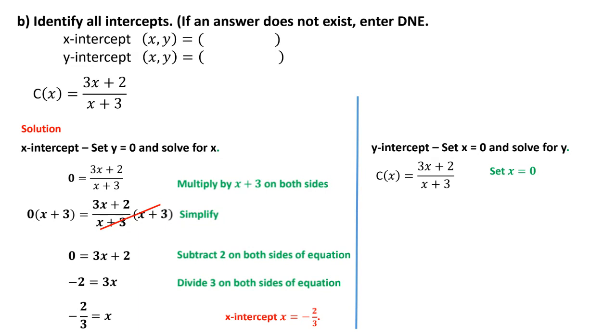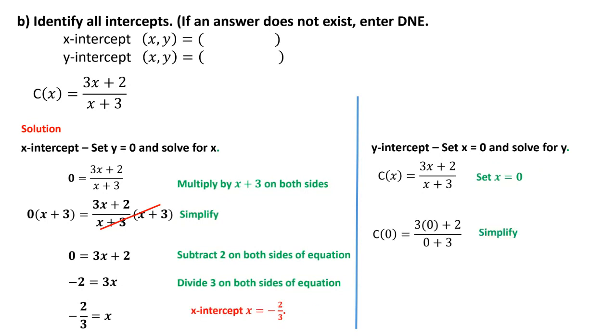So let's find the y-intercept. To find the y-intercept, we'll set x equal to 0. So everywhere we see x, we're going to plug in 0. Simplify, and we get 2/3. So our y-intercept, and I do apologize, this should be a y, not an x. This is y. Okay, y is equal to 2/3.